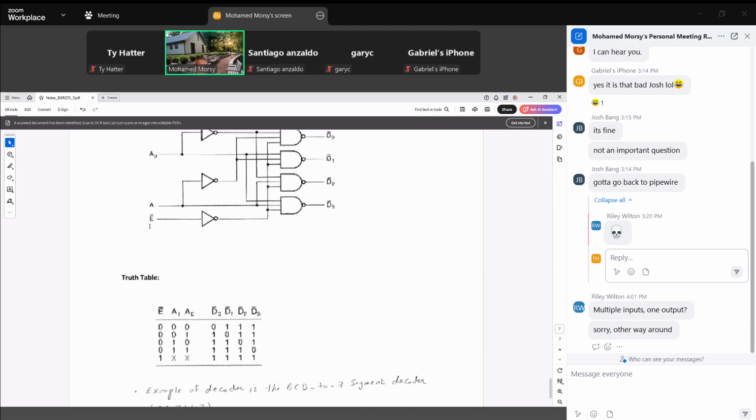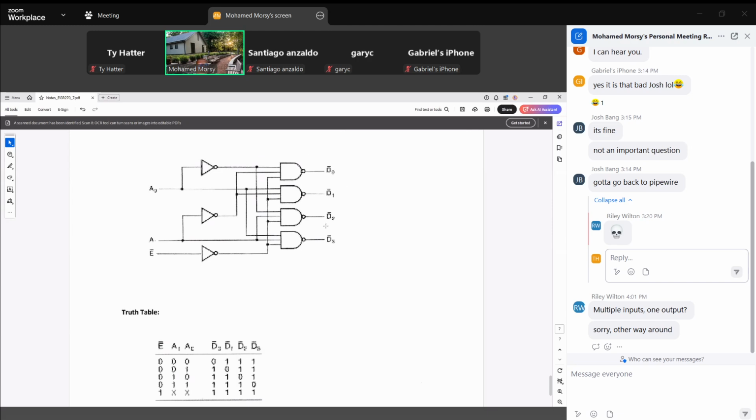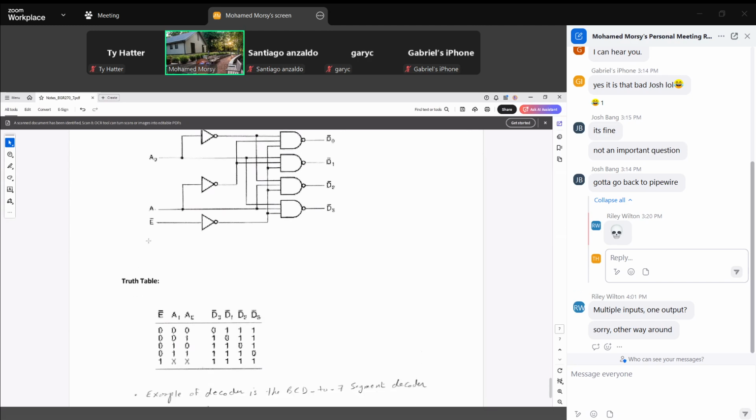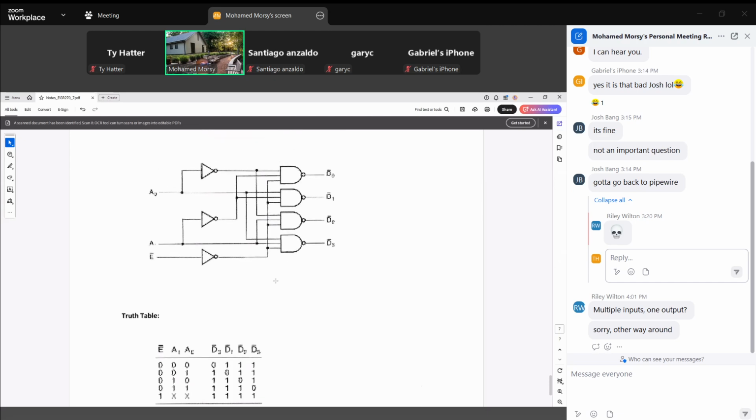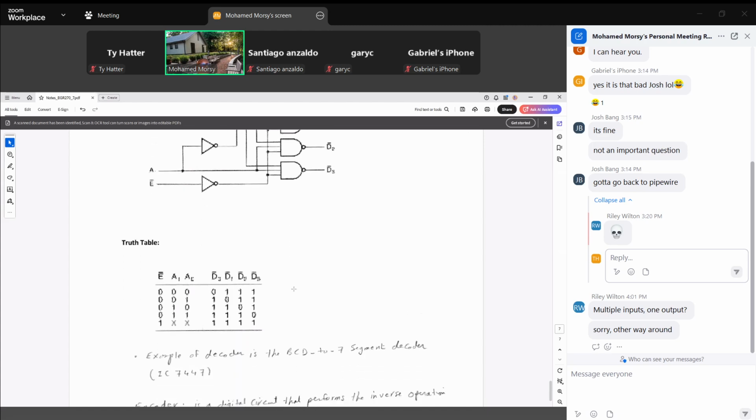Actually, E inverted or E stands for enable input. Enable input is like a control input to control the function or the operation of this circuit. So if E inverted is 1, what happens? We have 0 here, we have 0 here, we have 0 here, and we have 0 here. So all outputs will be 1s.